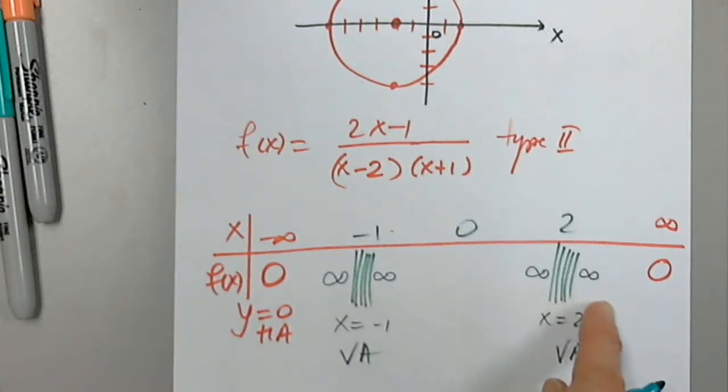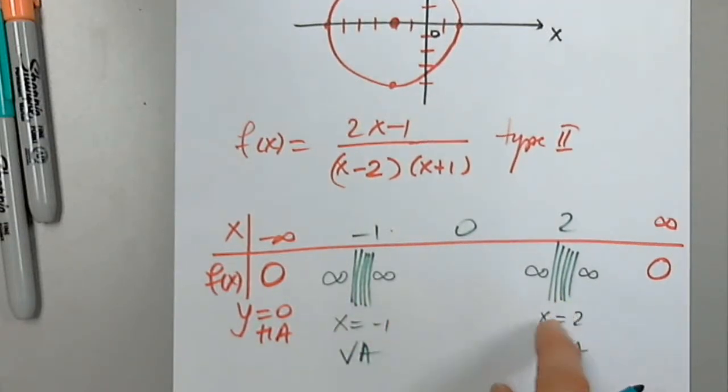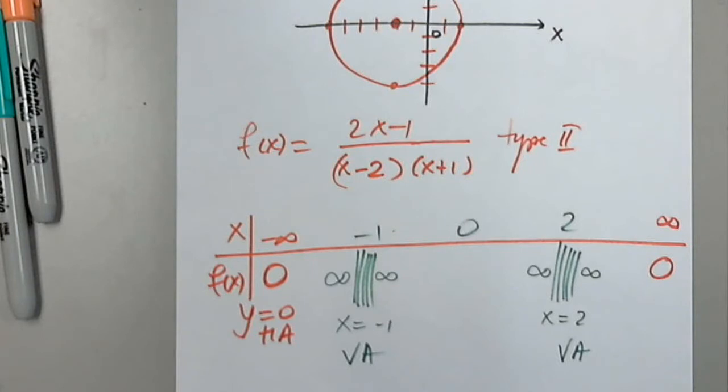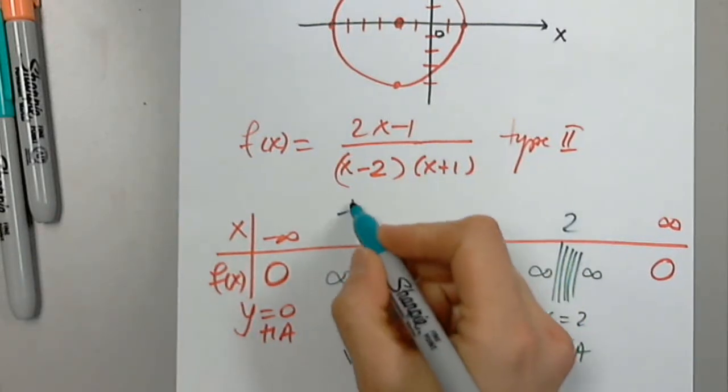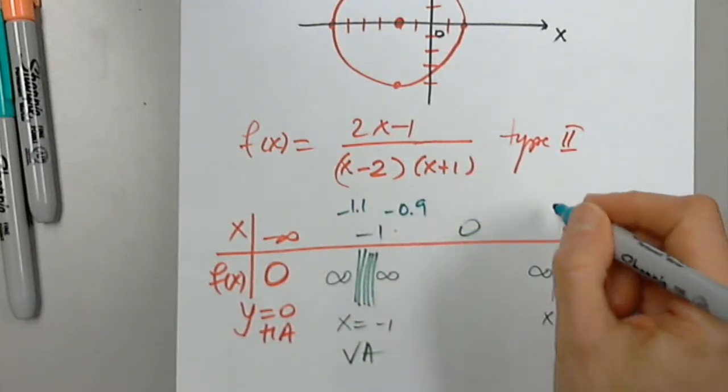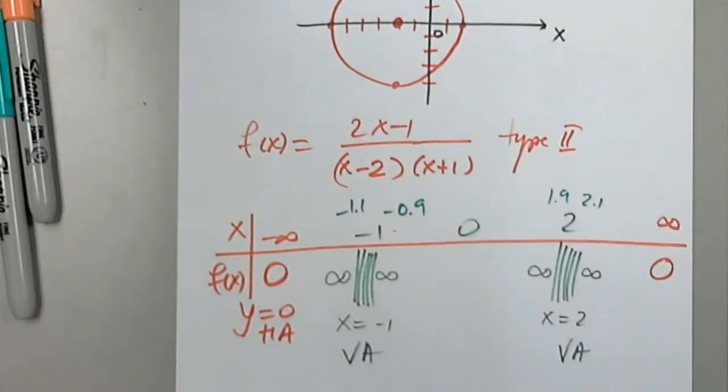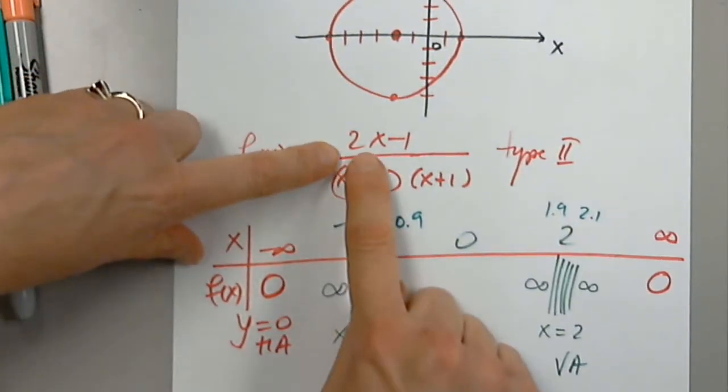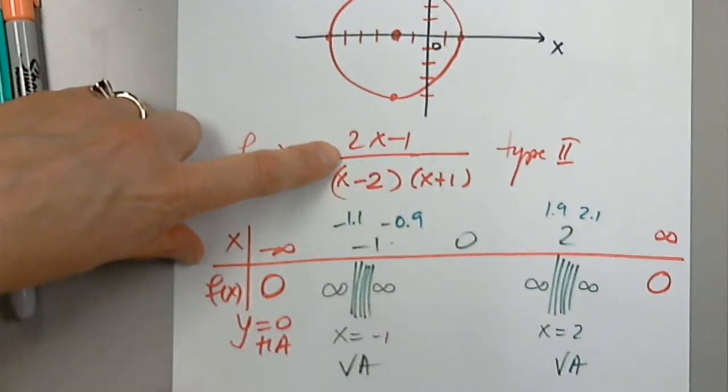What I don't know, though, is whether they're positive or negative signs. I know once I write that they are vertical asymptotes, I have to copy this immediately. But I don't know the sign. So I'm going to use -1.1 and -0.9, 1.9 and 2.1. -1.1 plugged in the top. What do I get?